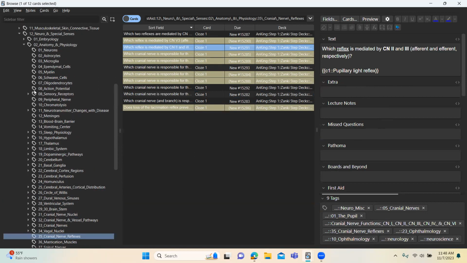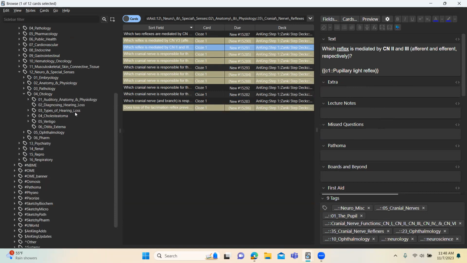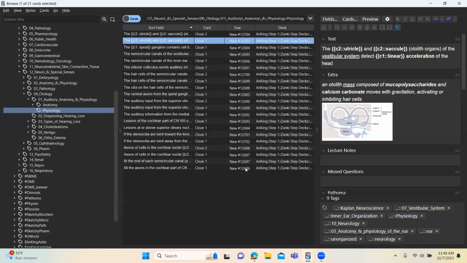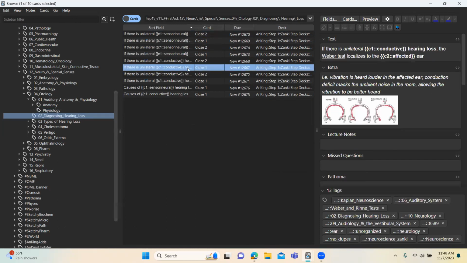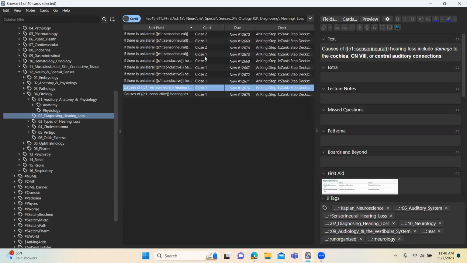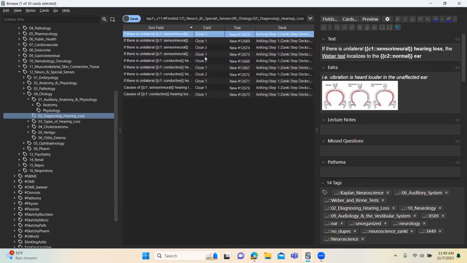All right. And then we're going to get out of anatomy and physiology, still stay in the neuro and special senses. We're going to go to otology, and then we're going to go to one, and like I mentioned, physiology. Activate this whole section. This is all good stuff. And then we're going into diagnosing hearing loss. Again, all of this would have been helpful for seminar in the past. I know, I wish I would have found these sooner, but they're here now. So there's those cards for you.